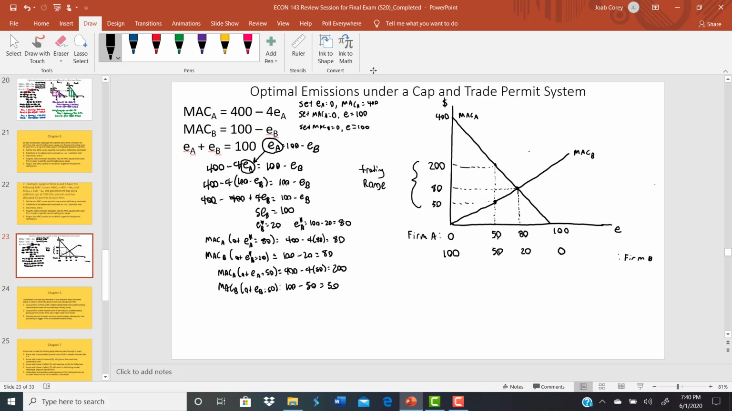Right. Now, with that in mind, we know that firm A is going to be willing to buy permits from firm B. Right, and we know that because firm A has these higher marginal abatement costs, or it's a higher cost for them to get rid of emissions, right? If they get a permit for less than 200, then it makes sense for them to buy it. Whereas firm B, if they can sell a permit for more than 50, then it makes sense for them to sell it, right? So again, just to make sure that we're clear on what we're calculating here, the trading range is between 50 and 200, and that final selling price is equal to 80, right? With that in mind, again, firm A is going to be buying 30 permits from firm B.